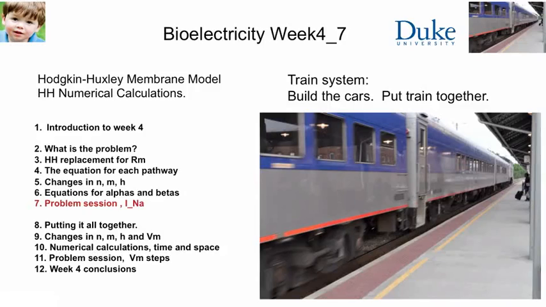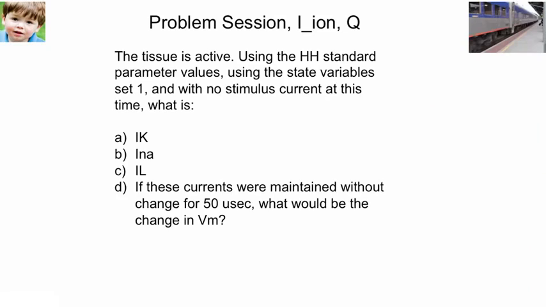We're in week 4. This is segment 7, and this is a problem session. It's an interesting problem session. I think you will enjoy it. Here's our problem. We have active tissue. We want to use the Hodgkin-Huxley standard parameter values that were given a few slides back. We want to use the state variable set number 1 that was given a few slides back. There's no stimulus current at this time.